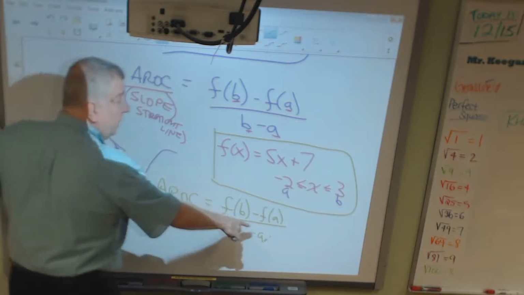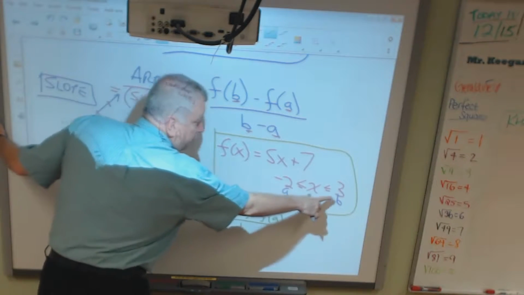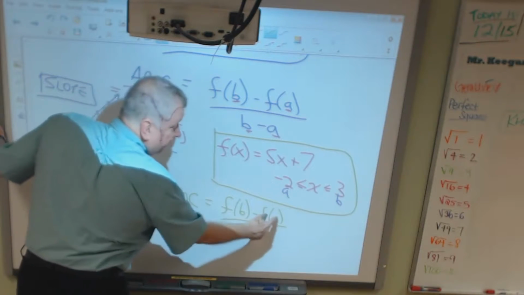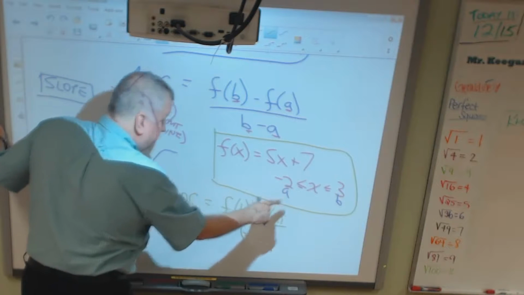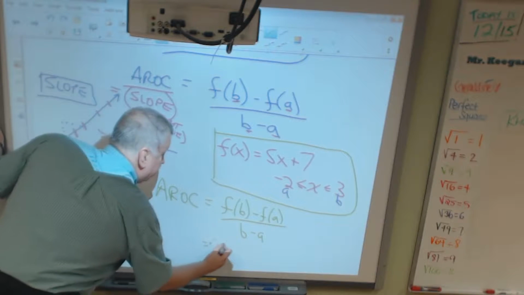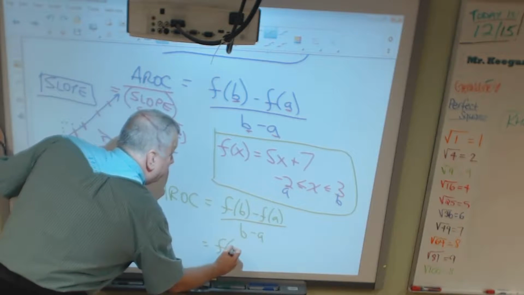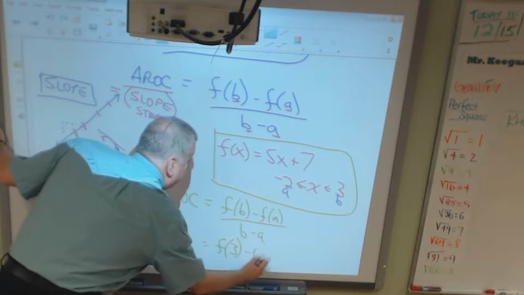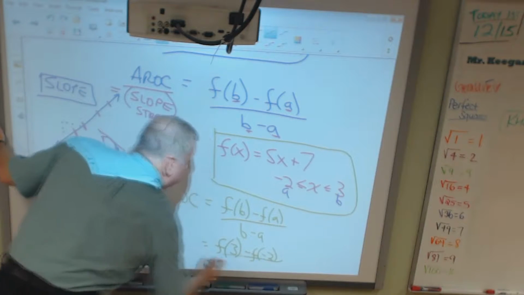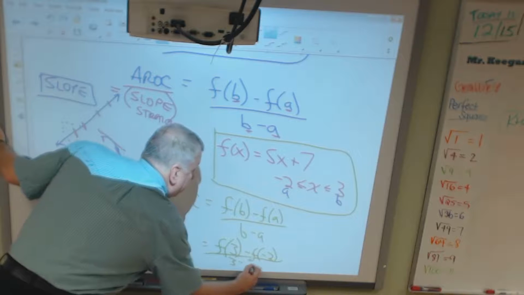Now we're just going to replace, wherever you see the b, I'm going to replace it with a 3, and wherever I see an a, I'm going to replace it with a negative 2. So this is going to be f of 3 minus f of negative 2 all over 3 minus negative 2.